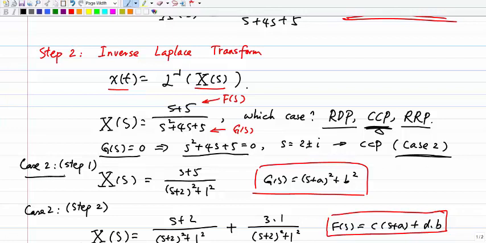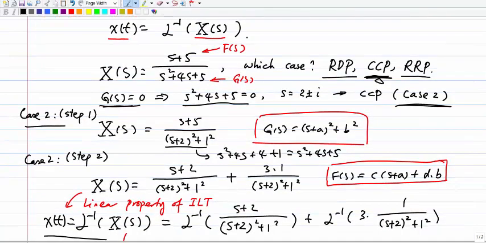Step 1 says I have to write this denominator in the form (s plus a) squared plus b squared. This one is relatively easy: it's (s plus 2) squared plus 1. If you expand it, it becomes s squared plus 4s plus 4, and then plus 1, because 1 squared is 1, so it's s squared plus 4s plus 5. That's the original denominator, so that's done.